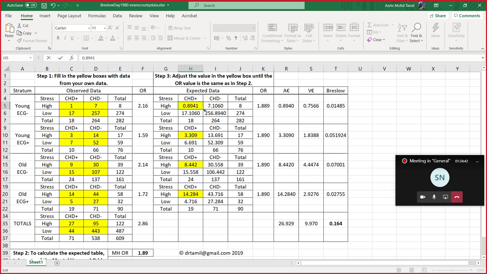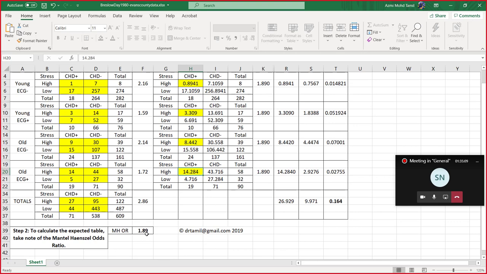It becomes 1.90. So that's what we do. We make changes. This one we copy directly from the other side. Okay, the rest are all copied from the other side. So you only make changes to the yellow boxes, and the value changes to become the main estimate, 1.9. Doctor, why must we follow 1.89? Because we showed you already, the adjusted odds ratio is 1.9.